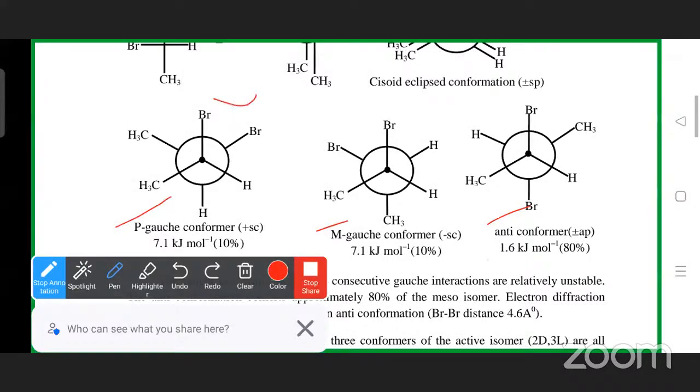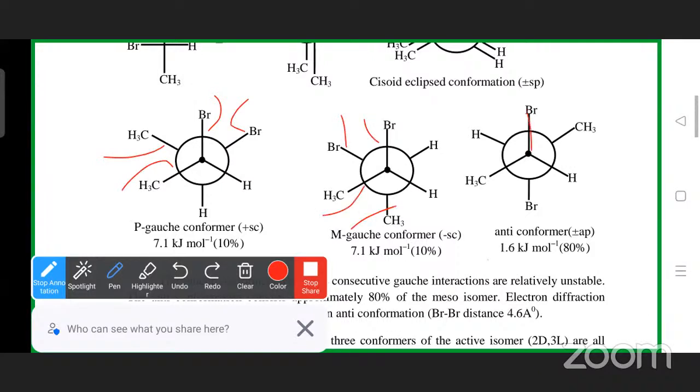We get the P gauche, M gauche, and anti. So these two bromines and these two methyls are adjacent, right? So you will see the steric repulsion between these two methyls. Okay, so here you can see the steric repulsion, right? So here you see the steric repulsion.